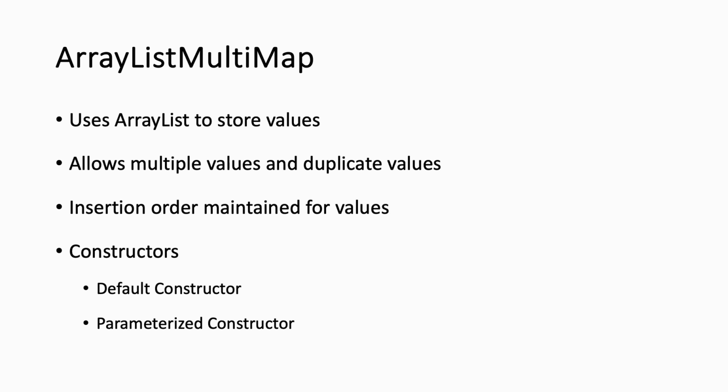Now we will discuss the ArrayListMultiMap class, which extends the AbstractMultiMap class and implements the MultiMap interface. It uses an array list to store the values associated with each key. It allows us to store multiple values, but duplicate values are not allowed. The insertion order for the values is maintained in ArrayListMultiMap. Finally, it provides us with two types of constructors, a default constructor and a parameterized constructor.